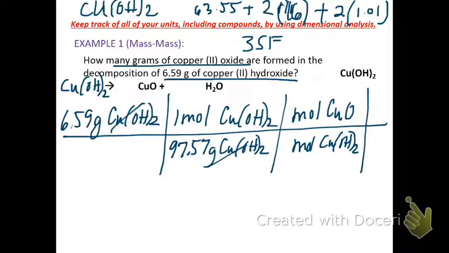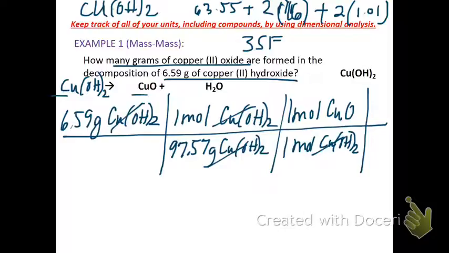I need to learn to write smaller on this thing, don't I? Okay. All right. I go look at my balanced equation and see what the coefficients are. I have a 1 and a 1, so I just put my 1 and my 1 there. Now my moles of copper hydroxide are canceled out.